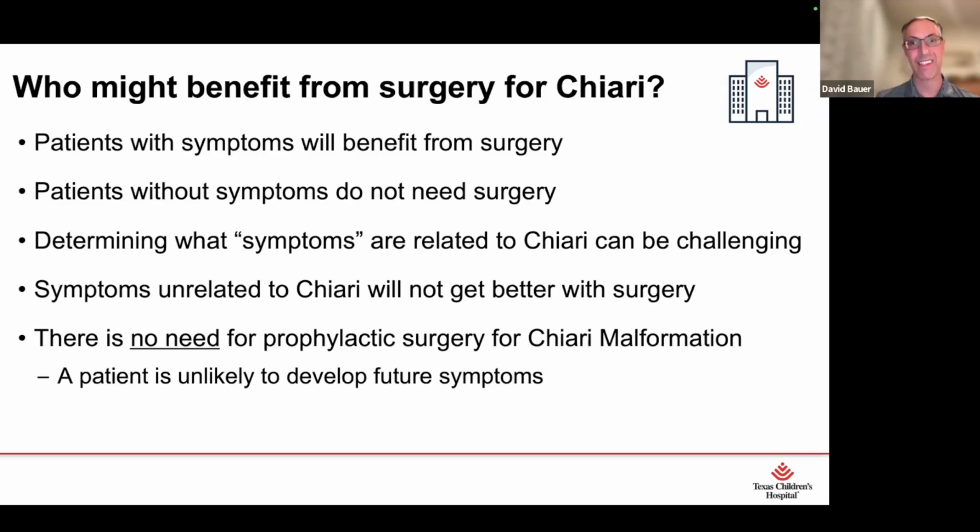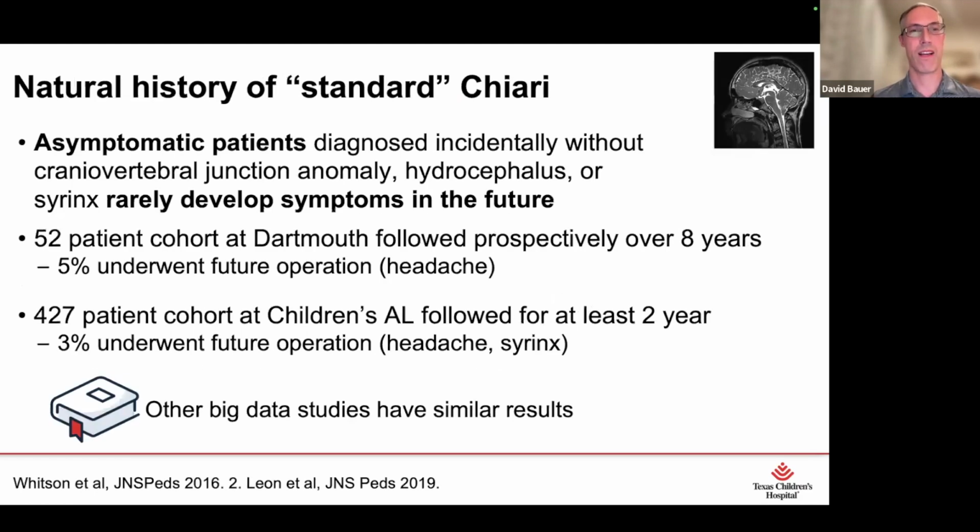Importantly, there's no need for prophylactic surgery for Chiari malformation, meaning that there's no need to do surgery to prevent symptoms from occurring in the future. And so I'll go into a couple short studies. One is the natural history of a standard Chiari malformation. So these are patients with no symptoms who had sort of normal anatomy, just Chiari, often diagnosed maybe on a scan after a concussion. And very few of these patients who come to their doctor initially with no symptoms and just an incidental finding of Chiari developed symptoms in the future and needed future surgery.